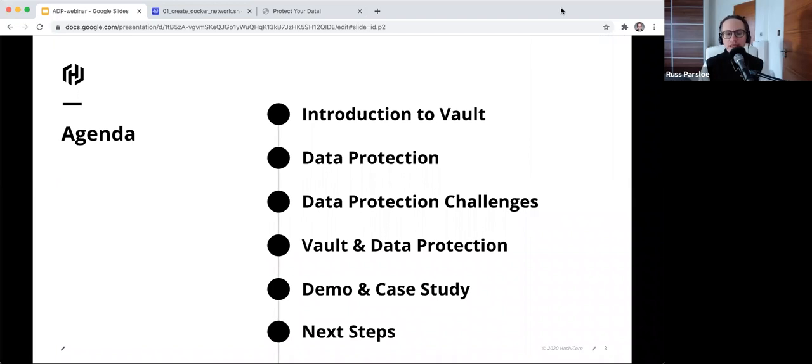So today's topic is going to be a more advanced topic about Vault. We are going to do a little bit of an introduction to Vault, if some people aren't super familiar with it, what it is and how it works. But then we're going to start talking about some of the challenges around data protection. How is it that we protect our data? Why is it sometimes difficult to protect our data? And then also how Vault can help us solve some of those challenges.